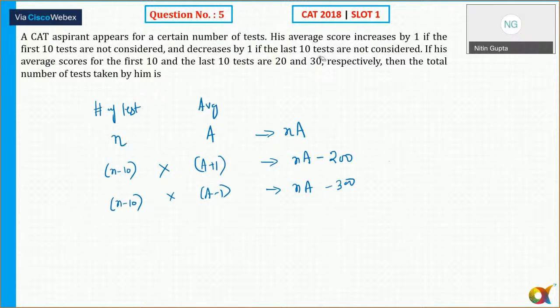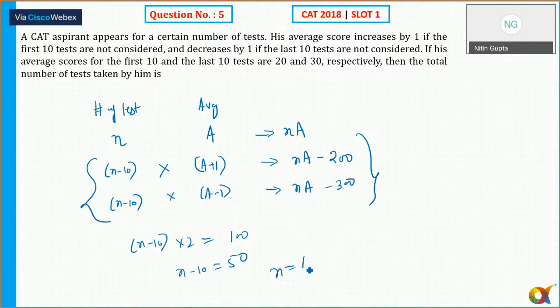All right. Now, you need to take the difference of these two equations. So if I take the difference of these two, n minus 10 is in any case common. And a plus 1 minus (a minus 1) will be equal to 2. And here, minus 200 minus (minus 300) will be equal to 100. So n minus 10 is equal to 50, so the value of n is 60. And this is the answer.